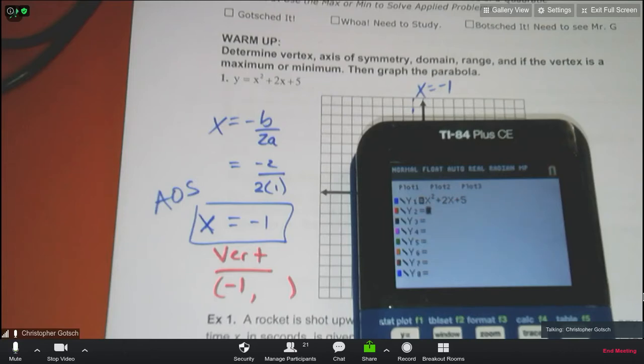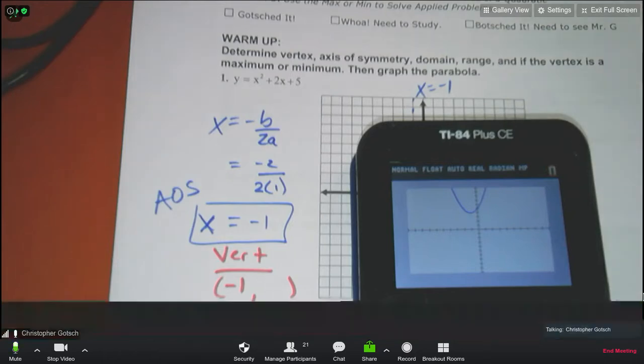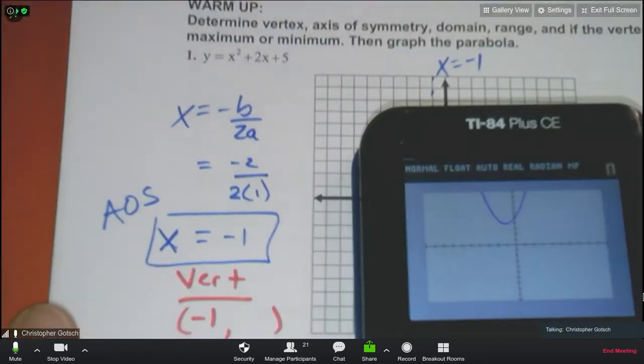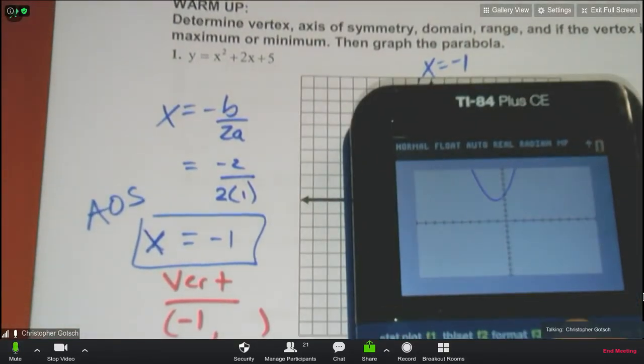So I've got x squared plus 2x plus 5, and then I always graph in zoom 6. Zoom standard is zoom 6. And there's that parabola. So I got a nice pretty parabola right there. And now I want to just go second trace value, and I want to plug in that negative 1. So if I plug in negative 1, I should get 4.